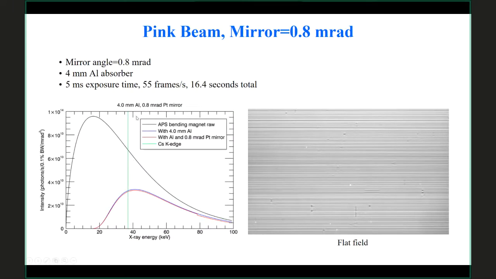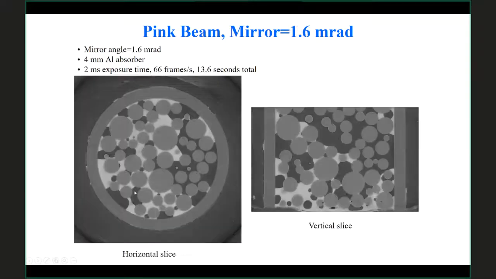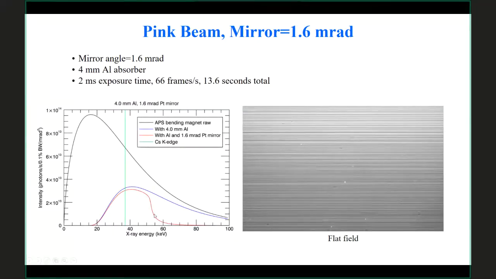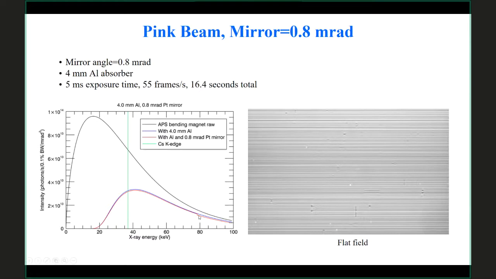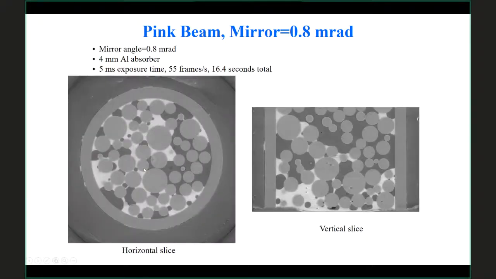And then finally, if we go to a 0.8 milliradian mirror, you see that back here there was still an energy cutoff at around 52 keV. If we go to 0.8 milliradians, actually we haven't hit the mirror cutoff. This little glitch here is due to the platinum absorption edge at about 78 keV. But the mirror is reflecting out over 100 keV. The flat field looks like this. And again, of course, the cesium solution is more absorbing than the glass beads.